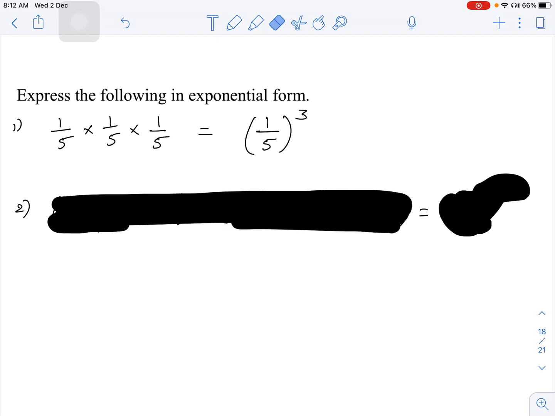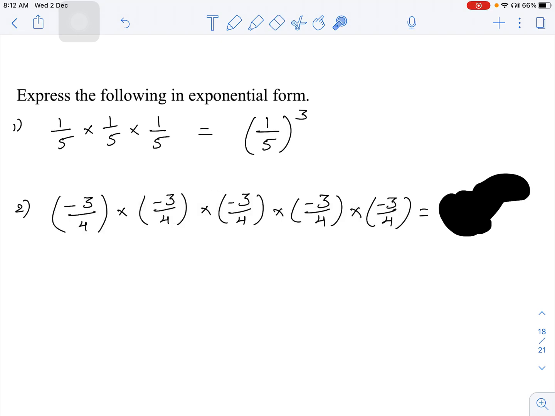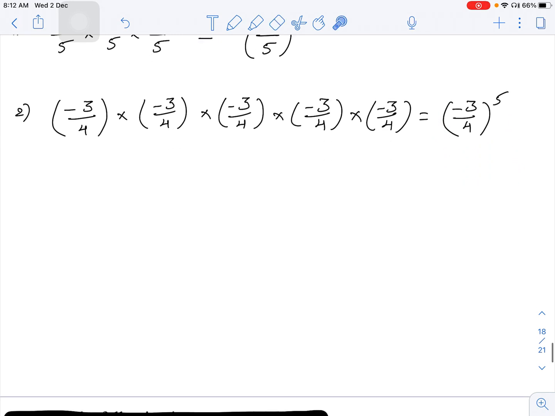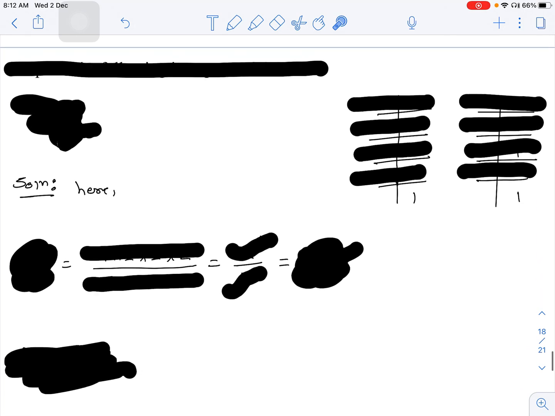Let us consider the next example. Here we have the number minus 3 upon 4 and it is multiplying how many times? 1, 2, 3, 4, 5. So what will be our exponential form? Minus 3 upon 4 raised to 5. Now let us consider the next example.